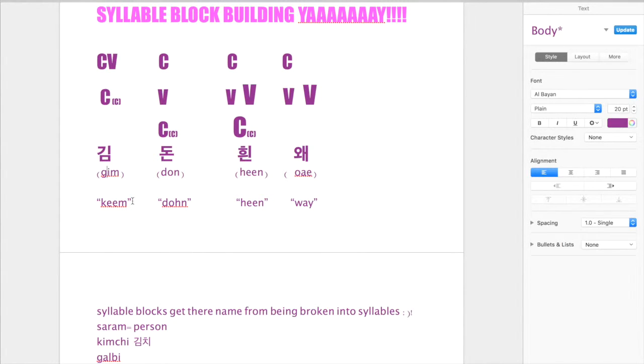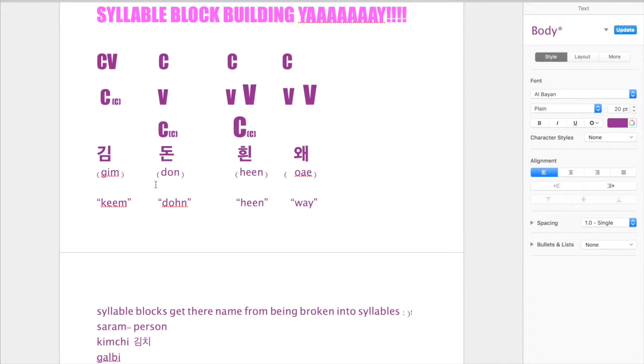So anyways, it's going to be G-I-M, Kim. G-I-M. So you have here consonant, vowel, consonant. Okay? So the next one we're going to look at is 돈.